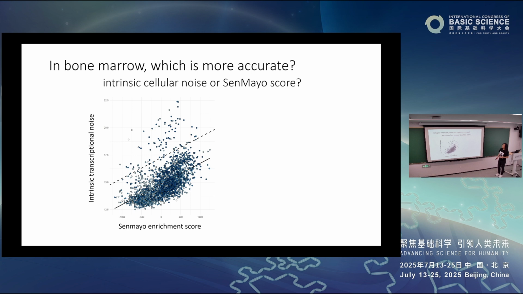Okay, so let's look at the bone marrow. Here's the data for the bone marrow.